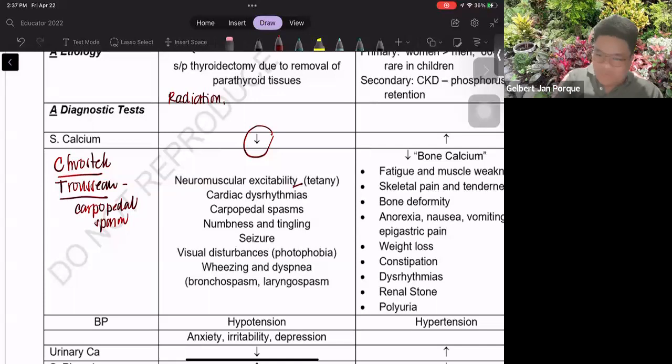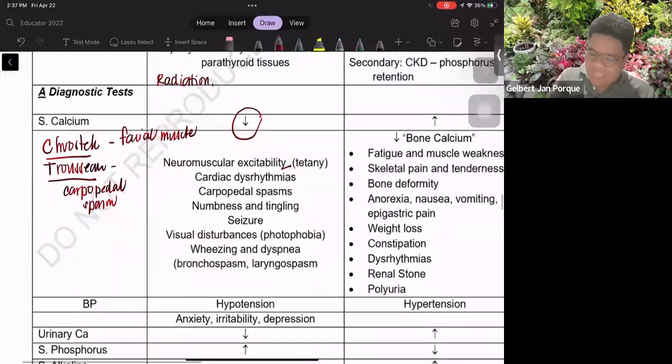Okay, class, facial muscle twitching. You need to specify, class, that it's the facial muscle. Your patient would appear to have involuntary movements. Then you have carpopedal spasm, that's your Trousseau sign. Then class, you have your cardiac dysrhythmias. Other than potassium, one particular electrolyte that would affect the functioning of your heart will be your calcium. So that's why cardiac dysrhythmias.